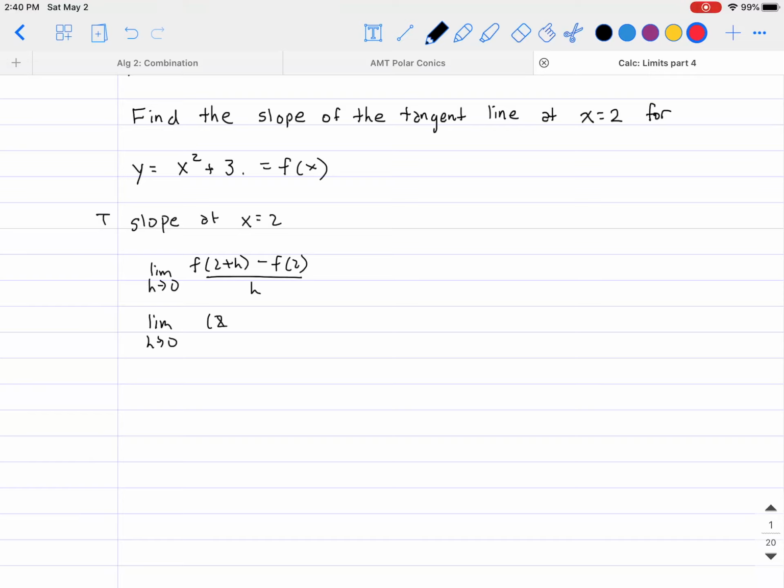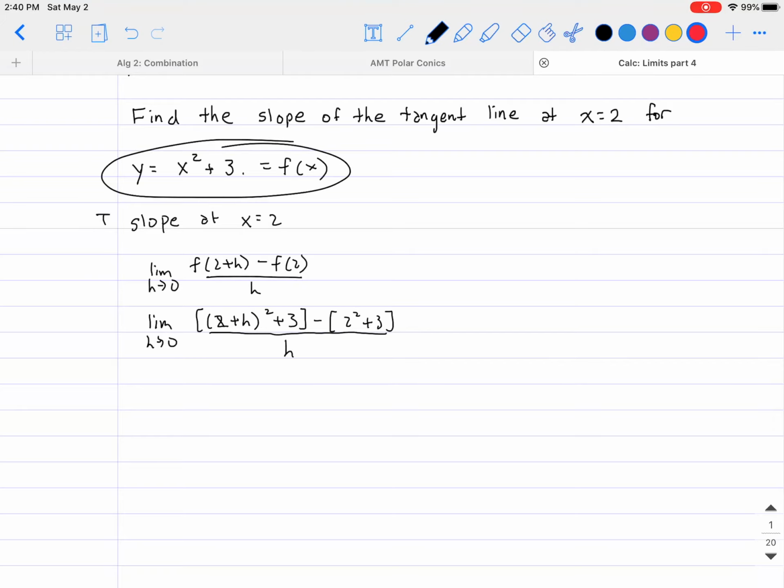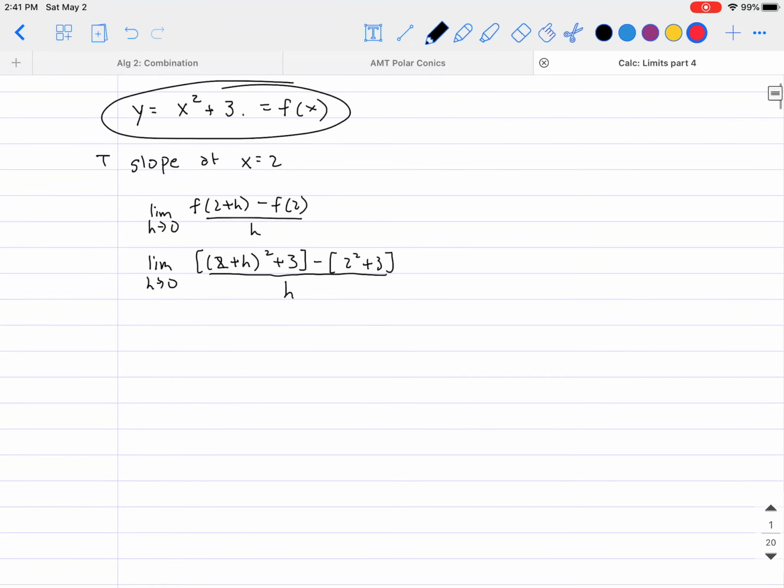So f of 2 plus h, according to my equation, will be 2 plus h, quantity squared, plus 3. And then minus, for the second part, f of 2, so that's 2 squared plus 3, and then all divided by h. Literally I'm just taking my f and plugging in x equals 2 and also x equals 2 plus h. I'll keep cleaning it up. So, limit as h approaches 0.